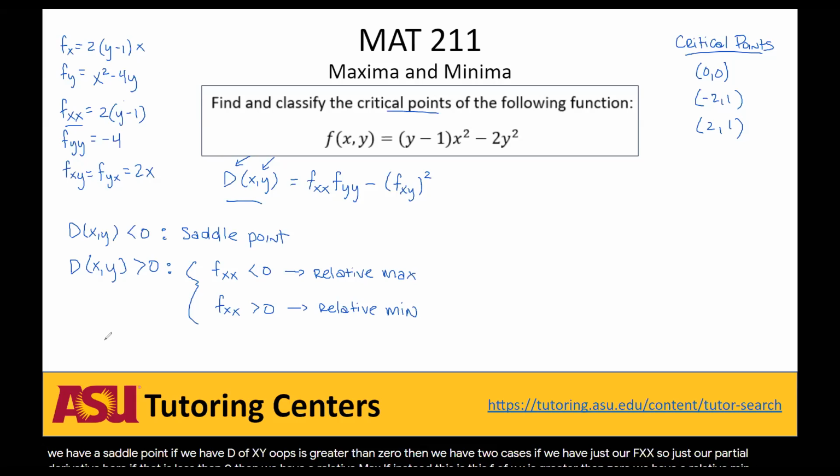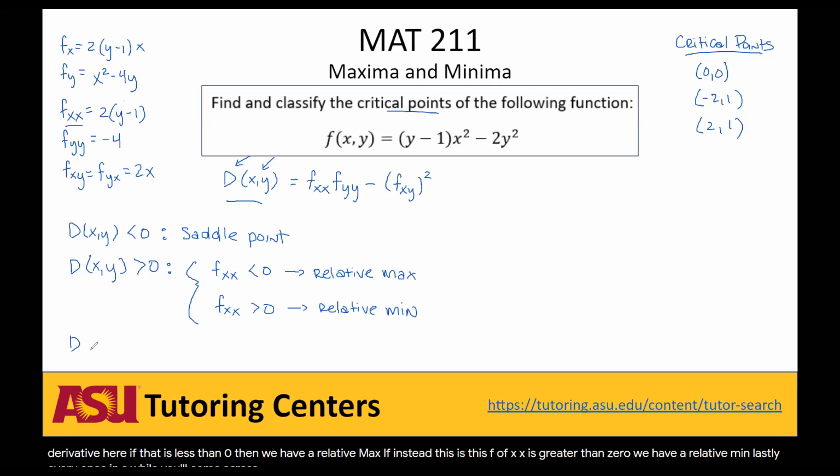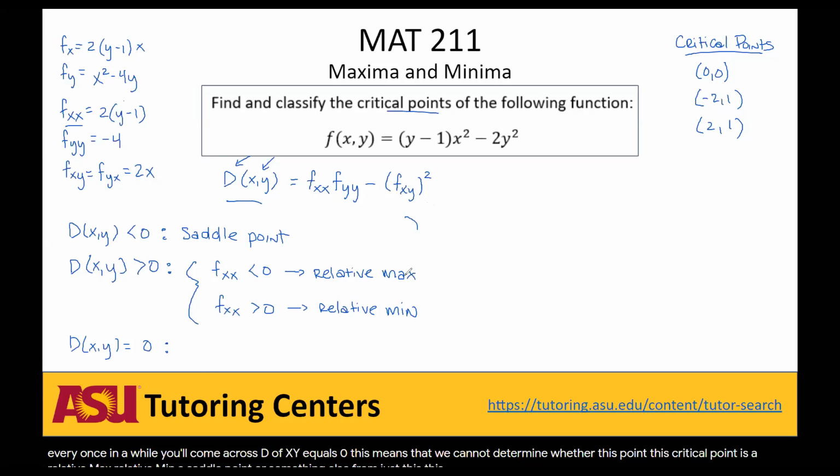And lastly, every once in a while you'll come across D of x, y equals 0. This means that we cannot determine whether this critical point is a relative max, a relative min, a saddle point, or something else from just this mathematical method. We'll have to graph it or use some other tools in order to figure that out. So we'll just say that this is undetermined from this method.